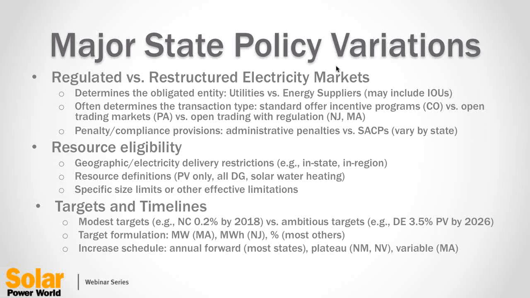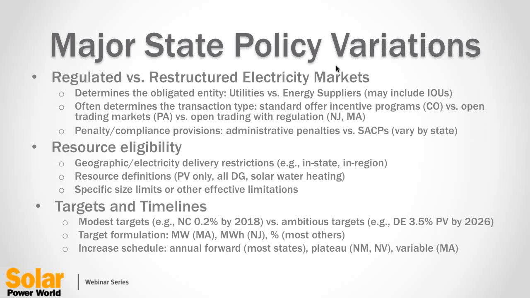So an example of a specific size limit would be in Massachusetts, where qualifying systems are limited to 6 megawatts. An example of an effective limitation could be a requirement that systems be located behind the meter, or that they be connected to the distribution grid rather than the bulk interstate electricity transmission grid.